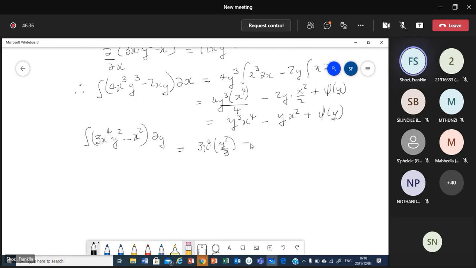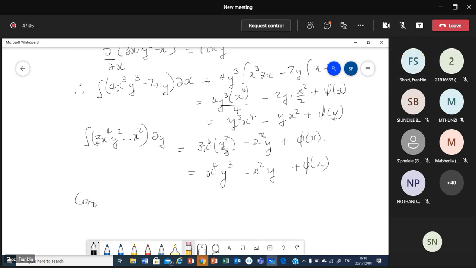Minus, with respect to y, that will be x squared as a constant. The integral of a constant is not 0. It will be x squared y, plus what? Plus phi of x. This becomes x to the power 4 y cubed minus x squared y plus phi of x. Therefore, combine the two integrals.